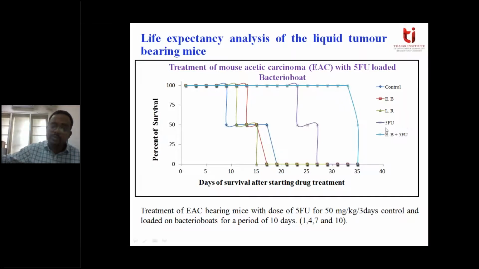But when you use the recommended dose of 5-fluorouracil or capecitabine, the lifespan has increased. Almost like the lifespan has become twice. The average lifespan has become around 25 days. But when you apply the same dose with the bacterial boat, the lifespan has become 35 days after induction of the tumor, which is fabulous. It has increased almost 200%. So this system is actually very, very effective.